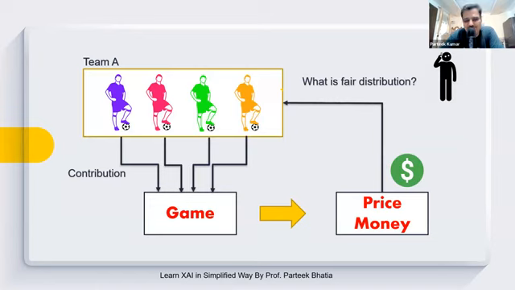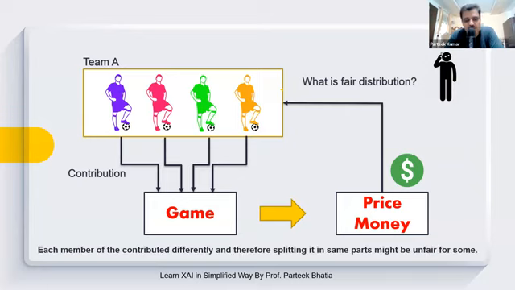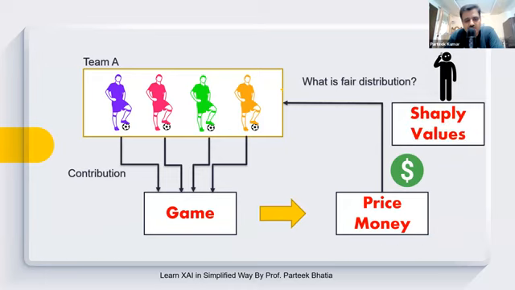So now the problem becomes tough. If a person contributed 40% in the winning, the manager wishes that he should get 40% of the prize money. And if a person contributed 10%, the person should get 10% of the prize money. But the question is how we can know the contribution of each person in the winning of the game. This is actually the problem statement of game theory. The manager can use the concept of Shapley value to know the contribution of each player. So what is that concept?